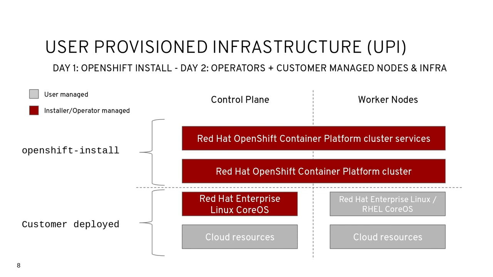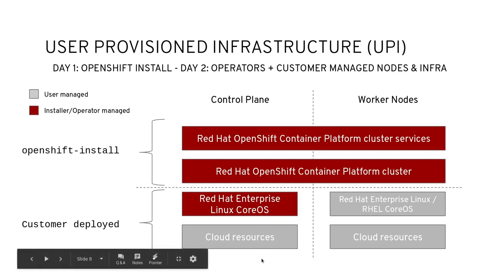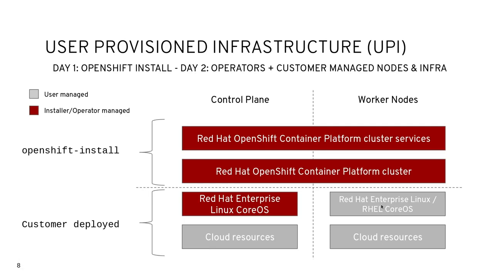But we also understand that some customers have requirements in regards to setting up their infrastructure, and this is why we also offer the second mode for running the installer, which is called user provisioned infrastructure. In this scenario, it's your responsibility to prepare the infrastructure, so the nodes, the networking, and storage. There is also a possibility here to leverage Red Hat Enterprise Linux, the full RHEL, as the operating system for your worker nodes.